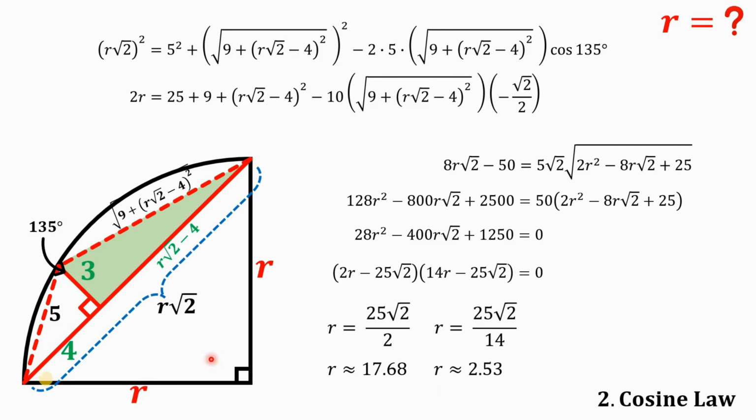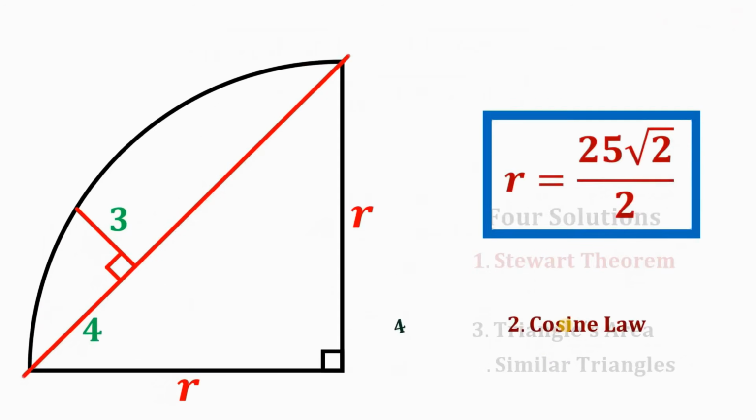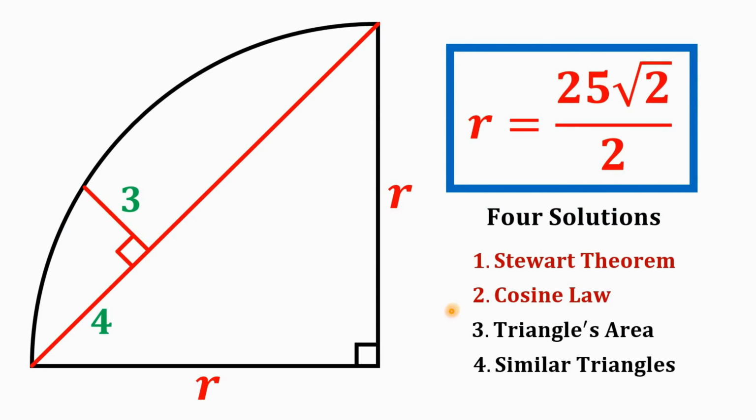Now, technically speaking, the radius of this quarter circle cannot be less than 4. Therefore, we can reject this value, 2.53. In short, our answer is 17.68, or simply 25 times square root of 2 divided by 2. And again, we get the same result. So this is our second solution using the cosine law.